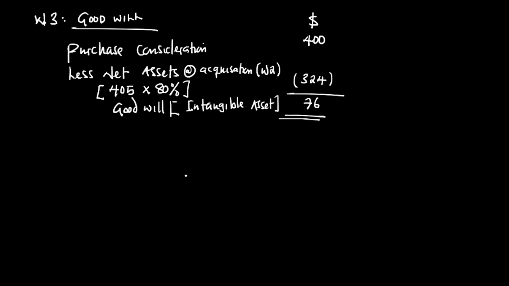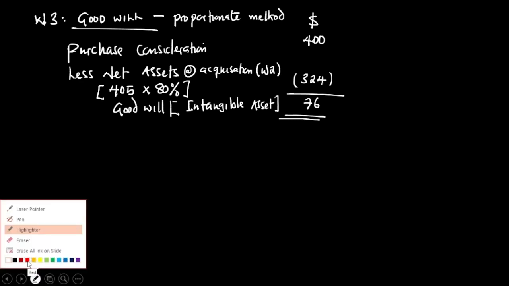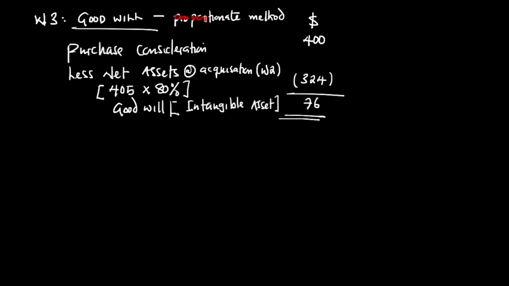So this is a proportionate method. Okay, that's a proportionate method, because we also have what we call a full goodwill. So take note of the proportionate. What it means here is obviously we've only paid for this company, we acquired 80% of the shares in that company. And we're also comparing with the assets that we've acquired. So we're just working on the basis of what we have in that company. So that's called a proportionate method. So take note of that.